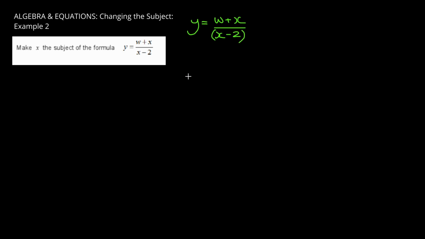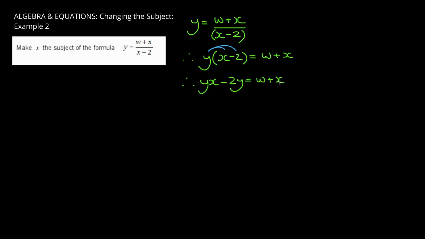I'll pop in a bracket because it'll be more obvious that way. Therefore, y multiplied by (x minus 2) must be equal to the old numerator up here, which is w plus x. Now we've got to multiply this bracket out by multiplying the y by both those terms. So we get yx minus 2y is equal to w plus x.